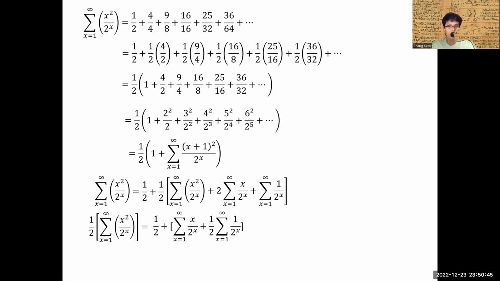Remember? So from there, I can deduce that half of the sum of x from 1 to infinity of x squared over 2 to the power of x is equal to half plus, over here, as you can see, remember this entire thing is 1. So half times 1 is half. So this is half. And this can be equal to 2. I hope you see what I mean. So this one later on, in the next slide, I will transform as 2. I'll write this down straight away as 2.